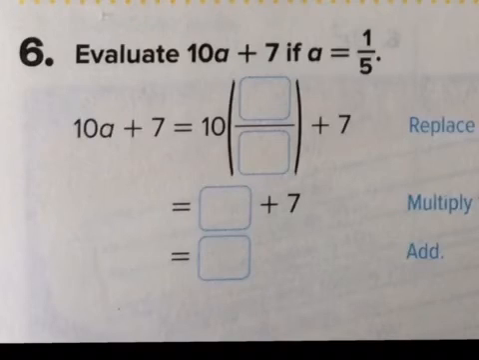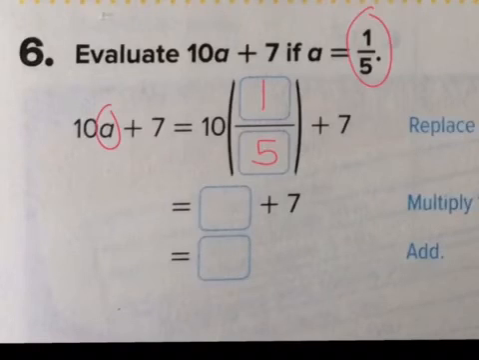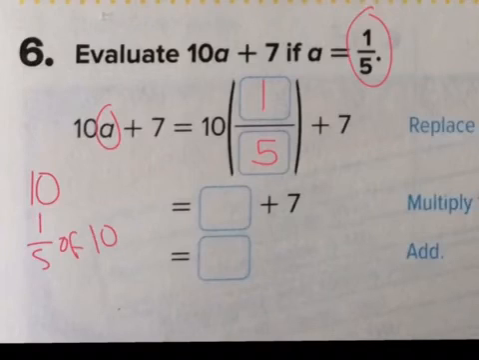Okay, let's replace the a with 1/5. So we have 1/5 there, replacing the a. And what is 1/5 of 10? Well, 1/5 of 10 is 2. Remember that when we multiply, we're saying pretty much that we're looking for the of. So it's 1/5 of 10. That's multiplication. 1/5 of 10 is 2. We write 2. And it equals 9.